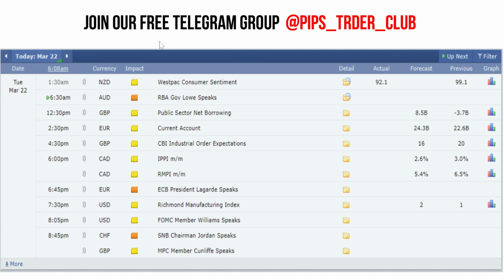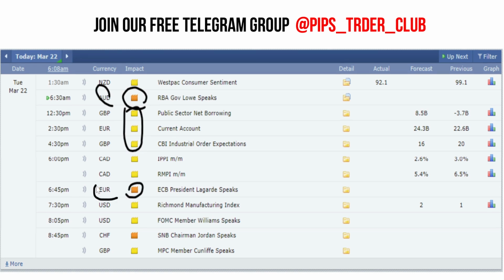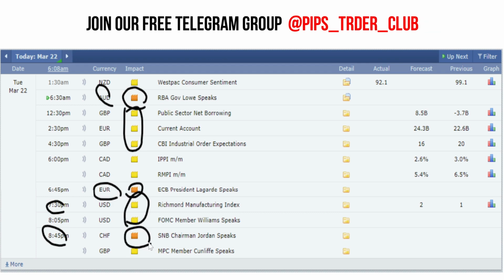So when we look at the economic calendar for today, we have a medium impacting news for Australian dollar at 6:30 Indian time, and we have low impacting news for most of the major currency pairs. At 6:45 PM also we have medium impacting news for euro currency pairs. At 7:30 PM we have low impacting news for US dollar currency pairs. At 8:45 PM we have medium impacting news for Swiss francs. So today is a combination of low impacting and medium impacting news.